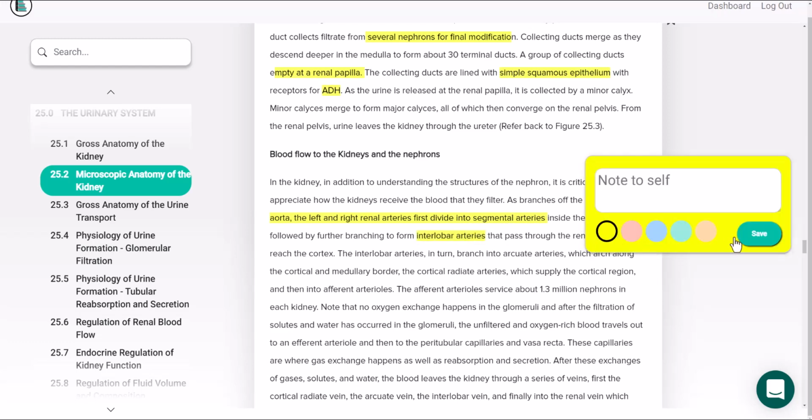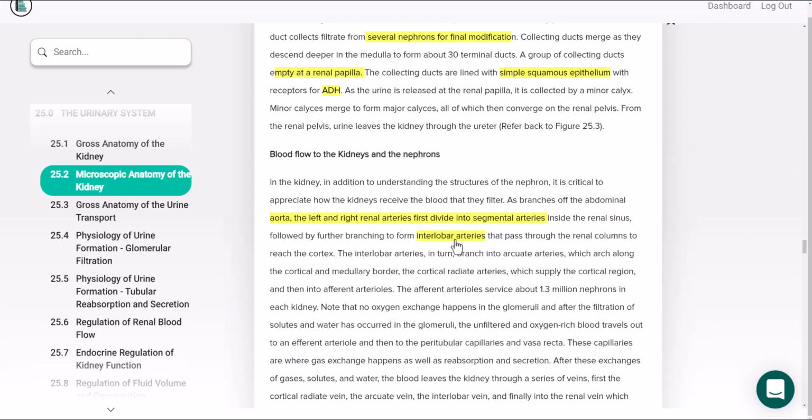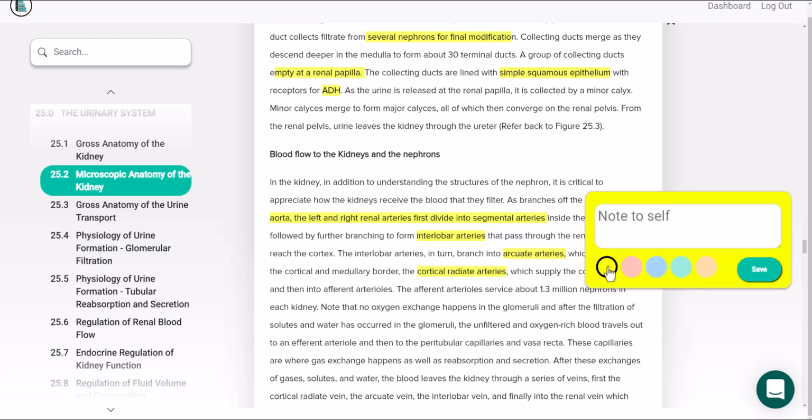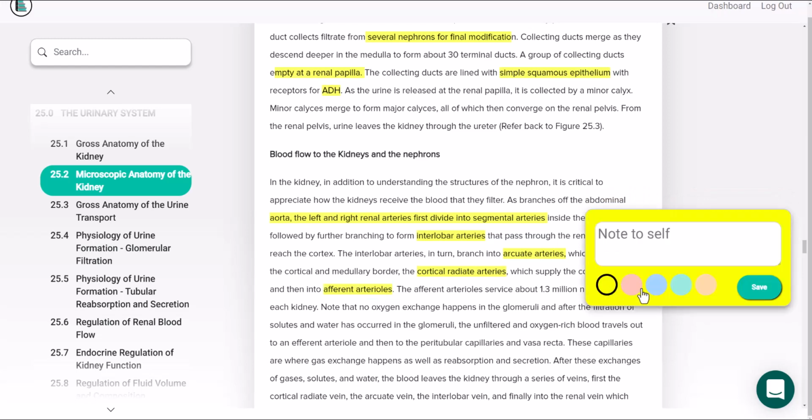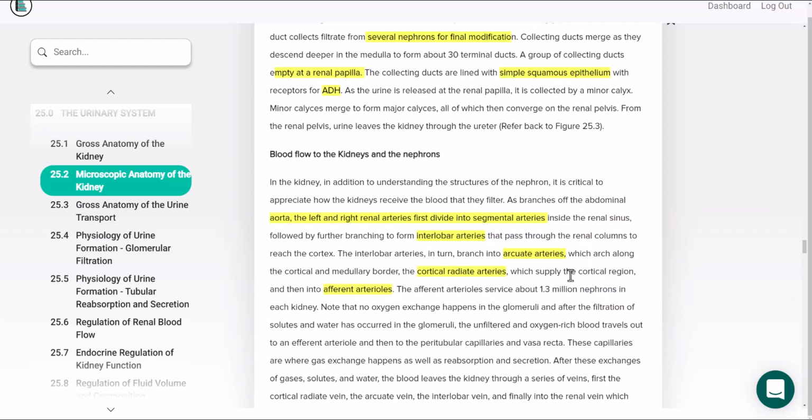There's the interlobar, in between the lobes, that pass up through the renal columns. And then there are arcuate arteries. Arcuate arteries go around an arc. We'll see that in a moment. It's pretty easy to see when you see it. Then to the cortical radiate arteries. And the cortical radiate arteries finally branch into those afferent arterioles that we've already seen in the previous diagrams.